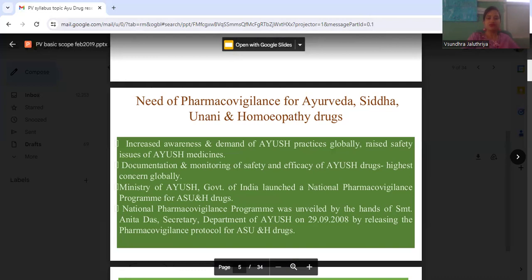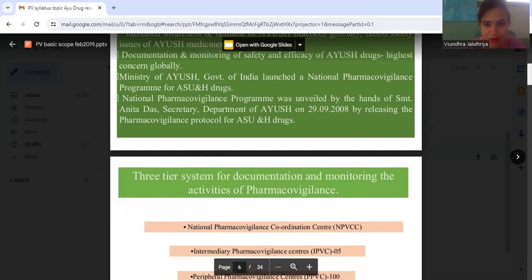The National Pharmacovigilance Program was launched at the hands of Srimati Anita Das, Secretary, Department of Ayush, in 2008, releasing the pharmacovigilance protocol for ASU and H drugs, that is Ayurveda, Siddha, Unani, and homeopathy drugs.